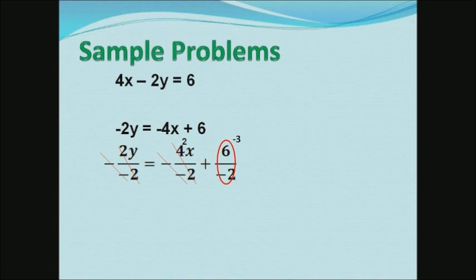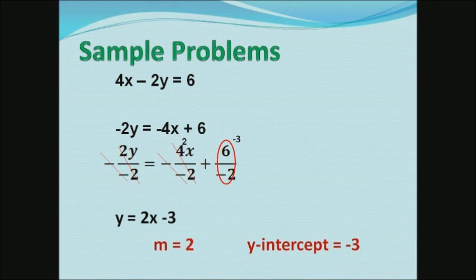So the negative sign on the left side will be cancelled. 2 will be cancelled. So it will just become y. And on the right side, the negative sign is also cancelled. 4 can be divided by 2, so it becomes 2. And then we have 6 divided by negative 2, that is negative 3. And to simplify now our equation, we will arrive at y equals 2x minus 3. So y equals 2x minus 3.